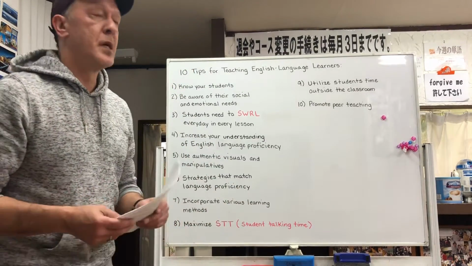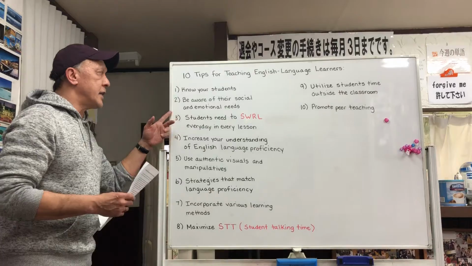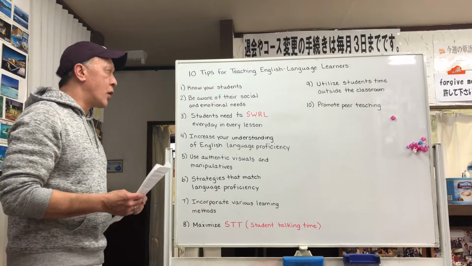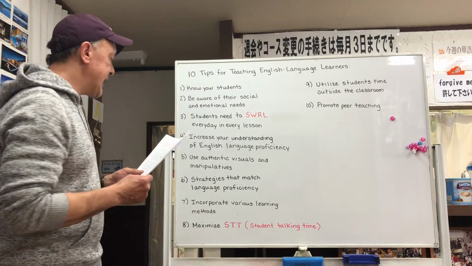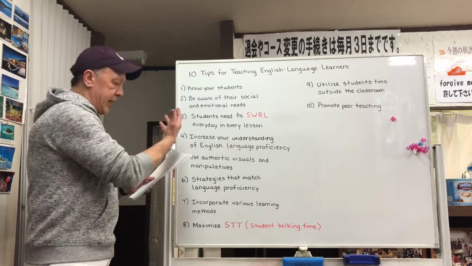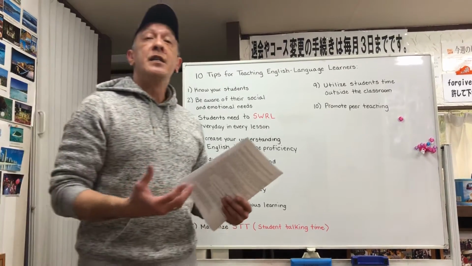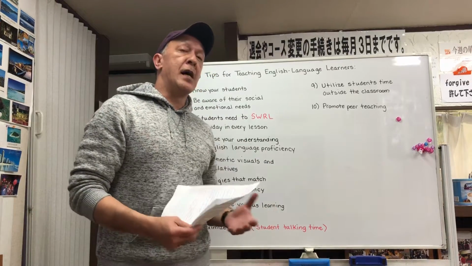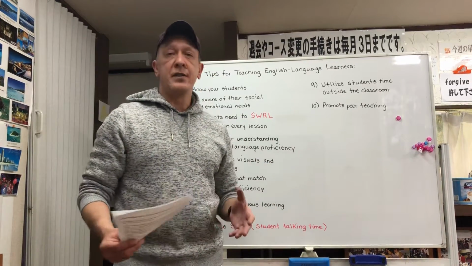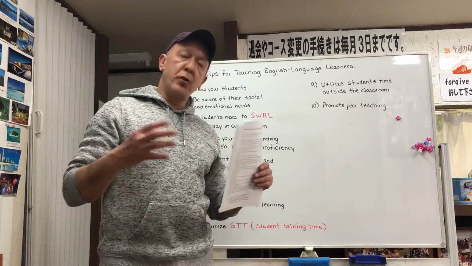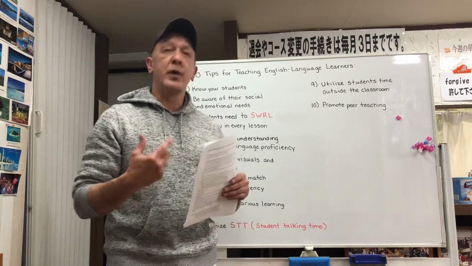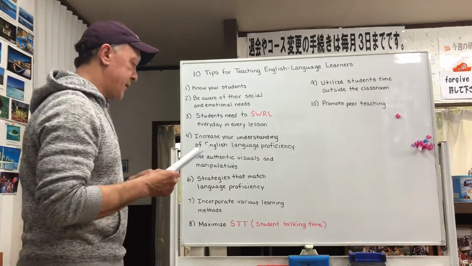Number 2 is to be aware of their social and emotional needs. This means that understanding more about the student's needs is the key, such as their family background, their school, their friends. This is very important for you to develop the connection between student and yourself.